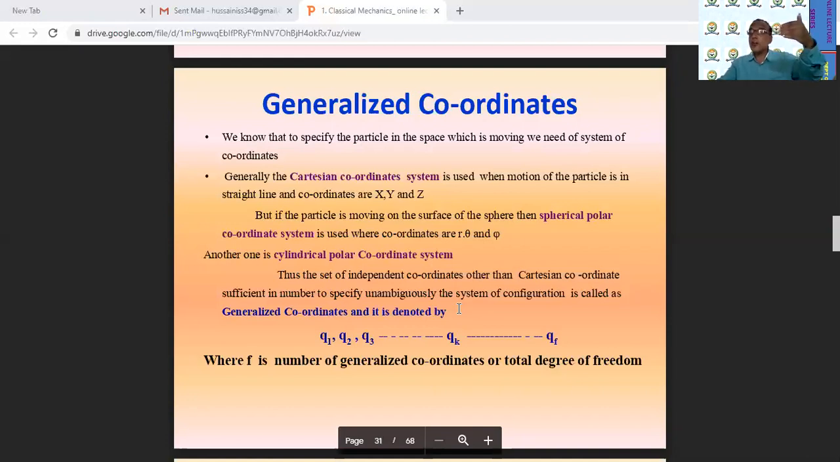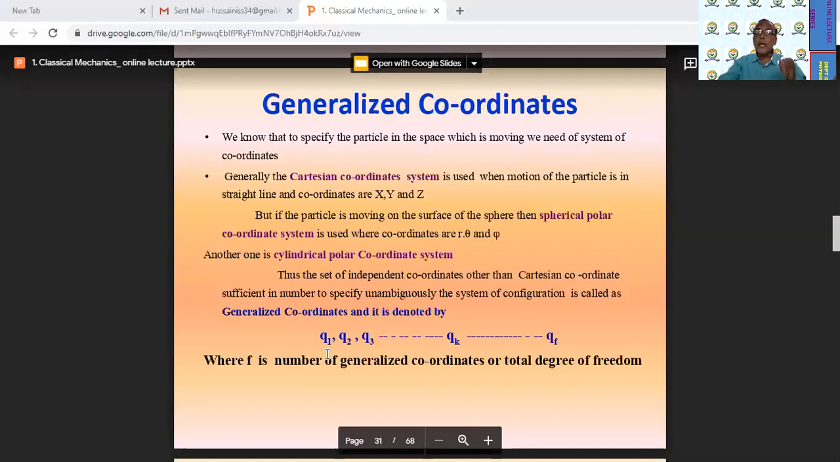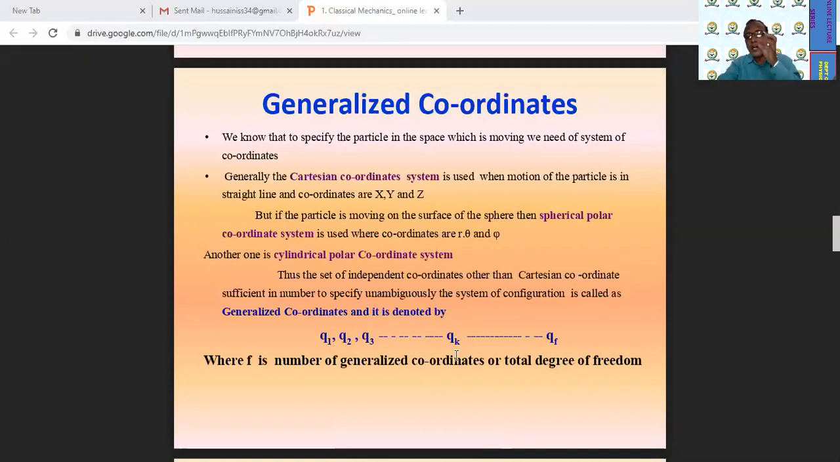As in the Cartesian coordinates, coordinates are denoted as x, y, z. Here, in the generalized coordinates, they are denoted by the symbol q1, q2, q3, and so on, qk and qf. जैसे कि q1, q2, q3 रहता है, xyz रहता है, ऐसे यहाँ q1, q2, q3, qk and qf. And what is qf here?